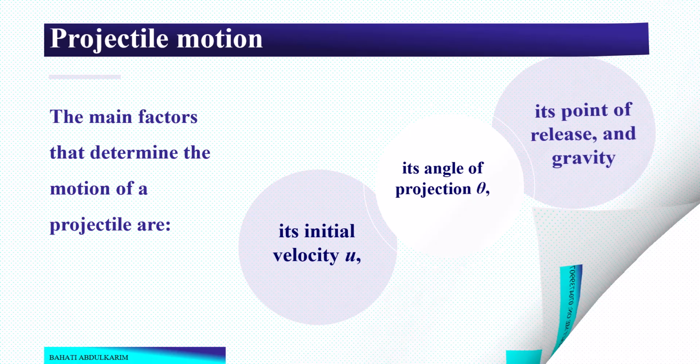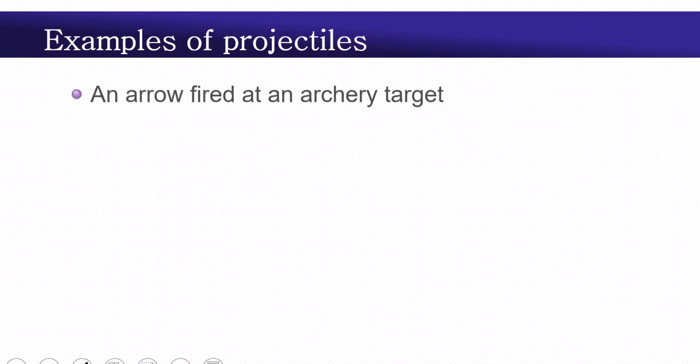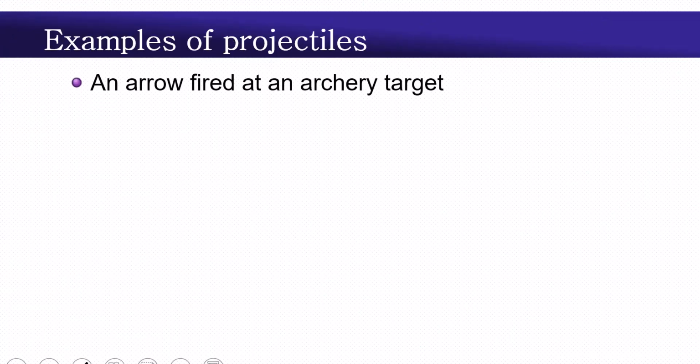We can look at some examples of projectiles, and the first one is an arrow fired at an archery target. Whenever you fire an arrow, the arrow becomes a projectile. A golf ball hit off the tee. Some people play golf, and amongst you there might be some who play golf, but you should know that whenever you launch a golf ball, it becomes a projectile.